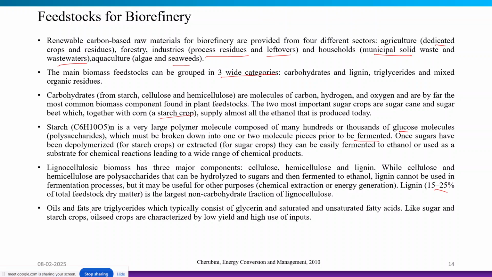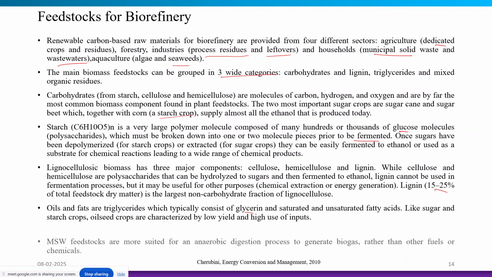Another one is the oil and fat. These are triglycerides, which typically consist of glycerin and saturated and unsaturated fatty acids. Like sugar and starch crops, oilseed crops are characterized by low yield and high use of inputs.